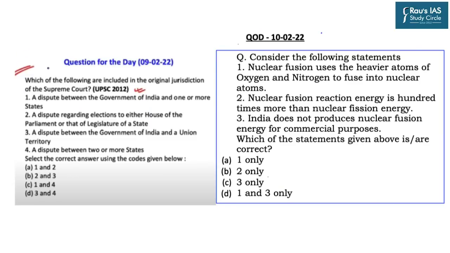So now is the time for the question of the day. The question asked in yesterday's DNS dated 9th February 2022 was in relation to the original jurisdiction of the Supreme Court. There were four statements given and you had to find the correct statements out of these four. The question asked which of the following are included in the original jurisdiction of the Supreme Court. Original jurisdiction of the Supreme Court lies under Article 131 of the Indian Constitution. Statement 1 said, a dispute between the Government of India and one or more states: yes, correct. Second, a dispute regarding the elections to either House of Parliament or State Legislature: incorrect. A dispute between the Government of India and a Union Territory: incorrect, because Article 131 does not mention it. A dispute between two or more states: correct. So options 1 and 4 are correct. That is why option C is the correct answer.